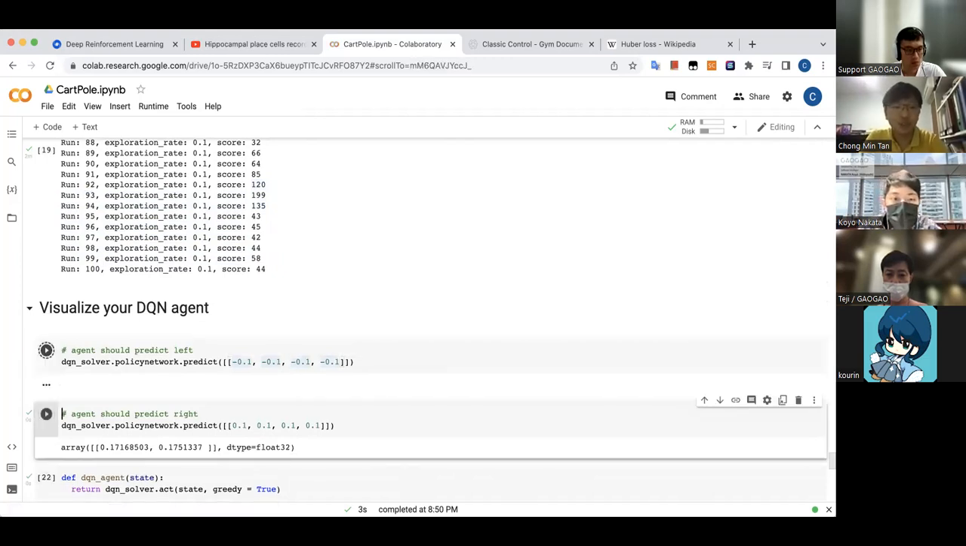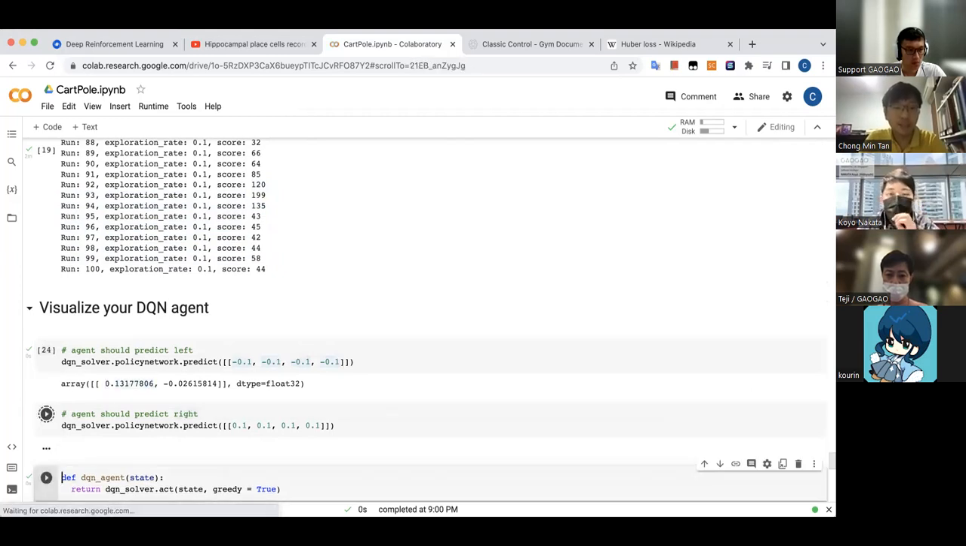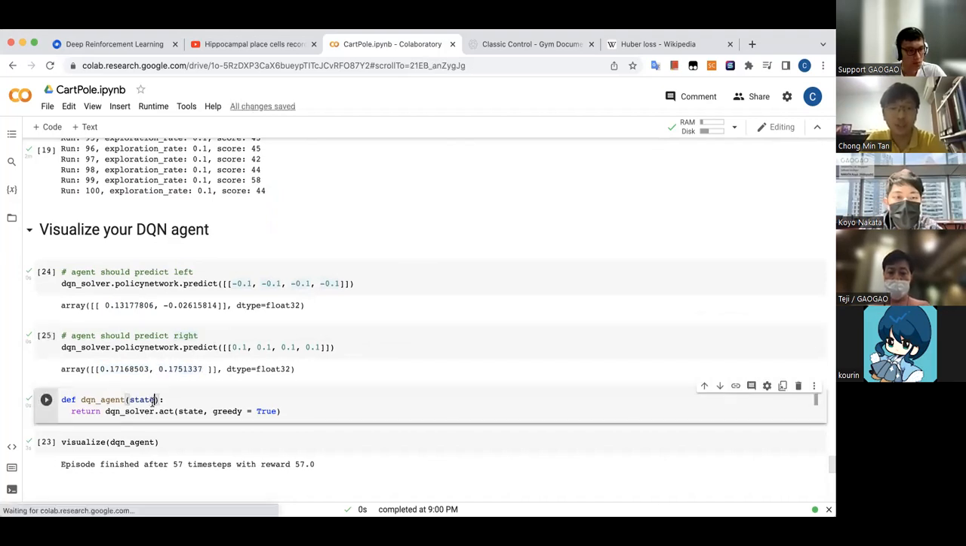So over here, you can see that this should predict left, and then indeed, this Q value is higher. Also, this is actually the output of the DQ net. So the left one is the Q value for the left action, the right one is the Q value for the right action. Here we should predict right, and yes, this is higher than here. So actually this is okay.